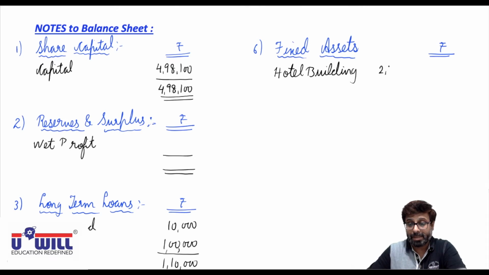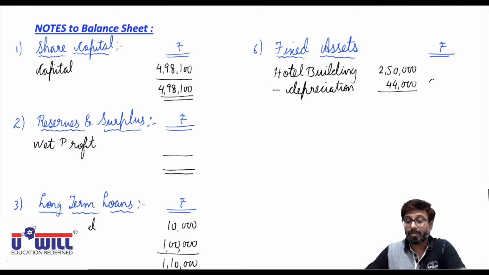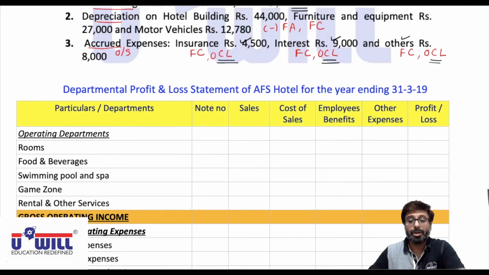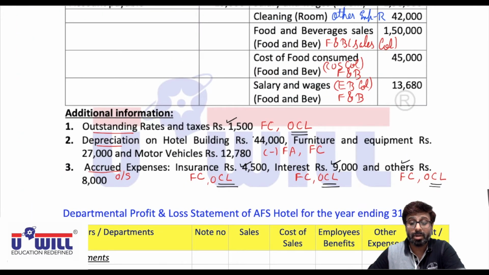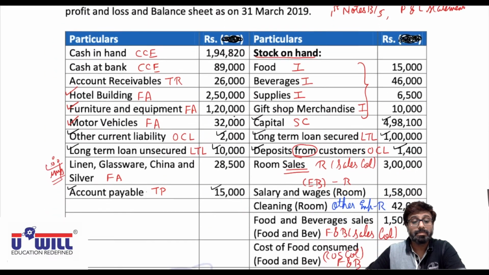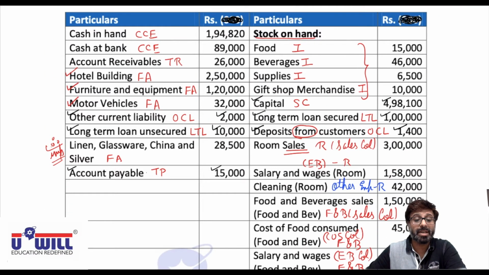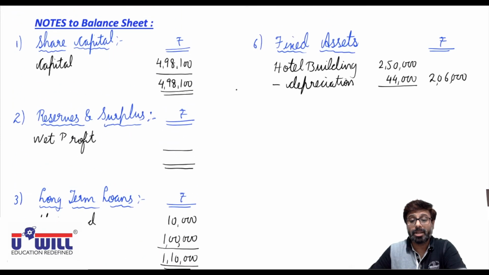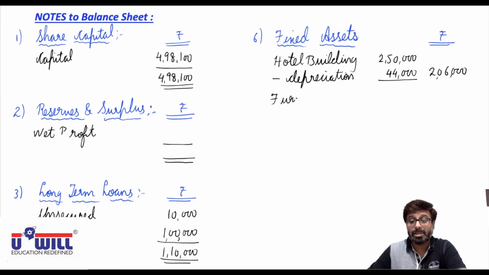From that we will minus depreciation 44,000 from adjustment 2. So outer column 2,06,000. Here you can see depreciation on building is 44,000. After that, hotel building is done. Furniture and equipment is 1,20,000.